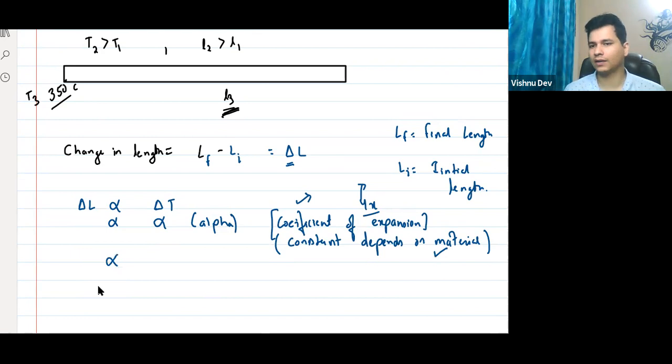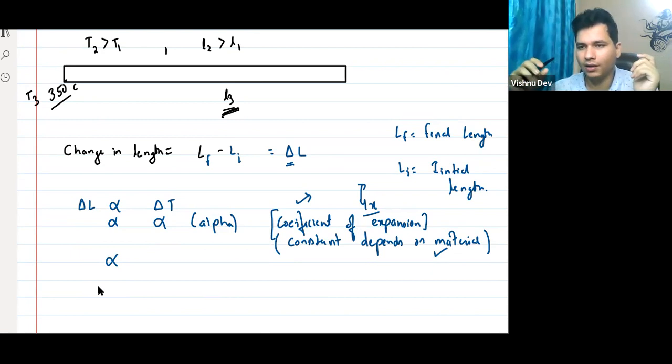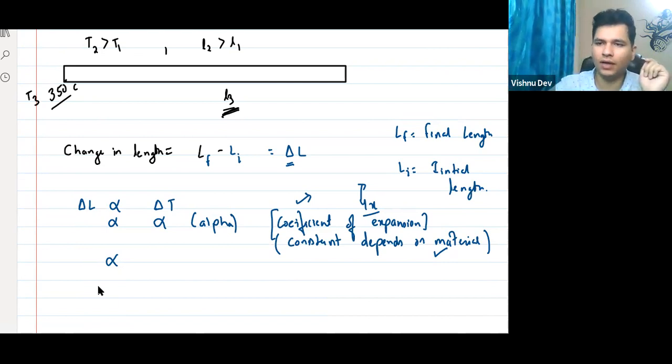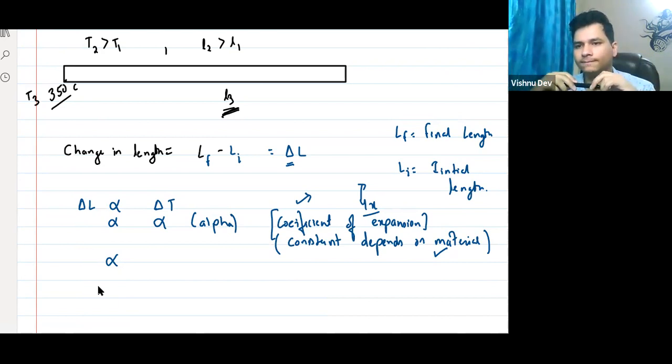Okay, now the last thing, think about it, be very logical. If you take a 1 meter iron rod, and then you take a 5 meter iron rod, do you think the change in length will be the same for both? In the first case 1 meter of iron rod, and in the second case 5 meter of iron rod, in which case will it be more? Case number 2, the 5 meter iron rod.